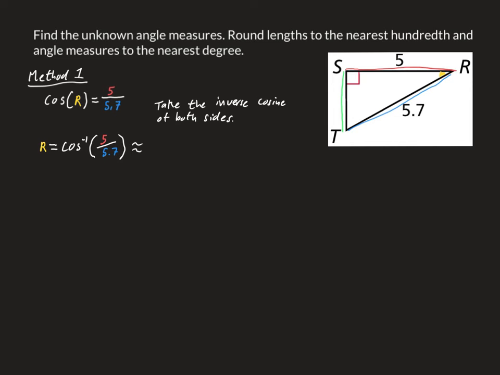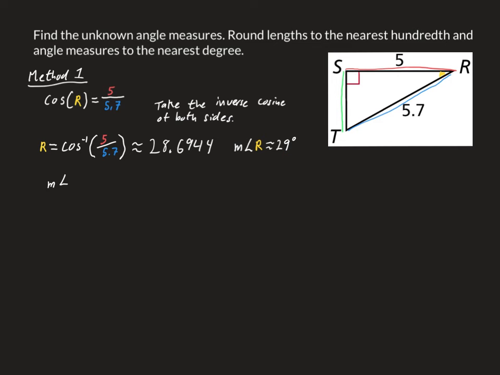So I did that, and I got approximately 28.6944, and then a bunch of other numbers. But here we're asked to round it to the nearest degree, and since this is 5 or more here, we'll round it up to the measure of angle R, 29 degrees.